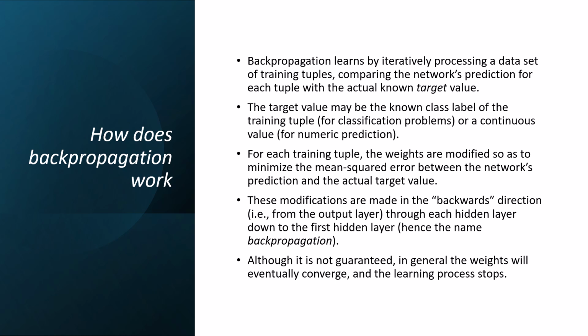Backpropagation learns by iteratively processing a dataset of training tuples, comparing the network's prediction for each tuple with the actual known target value. The target value may be the known class label of the training tuple or a continuous value. For each training tuple, the weights are modified so as to minimize the mean squared error between the network's prediction and the actual target value. These modifications are made in the backwards direction, through each hidden layer down to the first hidden layer. Although it is not guaranteed, in general the weights will eventually converge and the learning process stops.